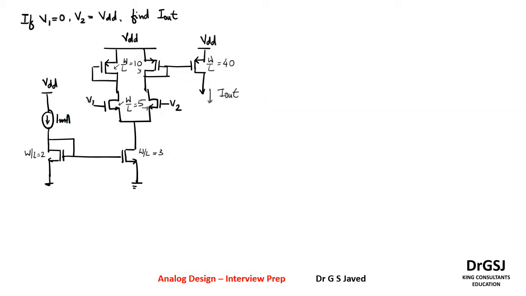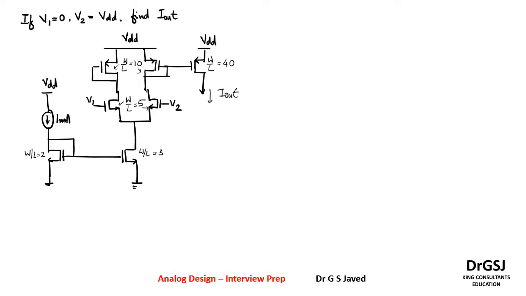Hello, welcome to this session where we are doing CMOS circuits, and let's find out what is the output current in this particular circuit. The W by L ratios are given at each transistor. There is an input current of 1 milliampere coming on the far left, and the problem statement says if V1 equal to 0 and V2 equal to VDD, find I out.